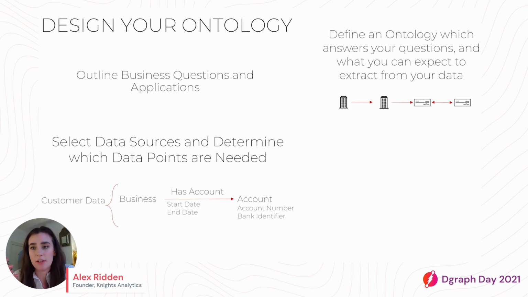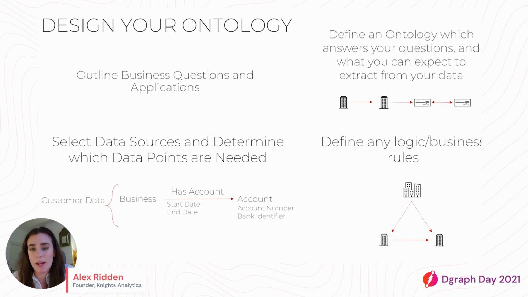And the final and one of the most nuanced pieces of defining an ontology is also rules or business logic that you can apply based on the relationships that exist. So here's an example where one business is a parent of another business, which means that you can infer that both businesses are part of the same business grouping. And I'll show you some examples during the mapping of the data as to why that's important.